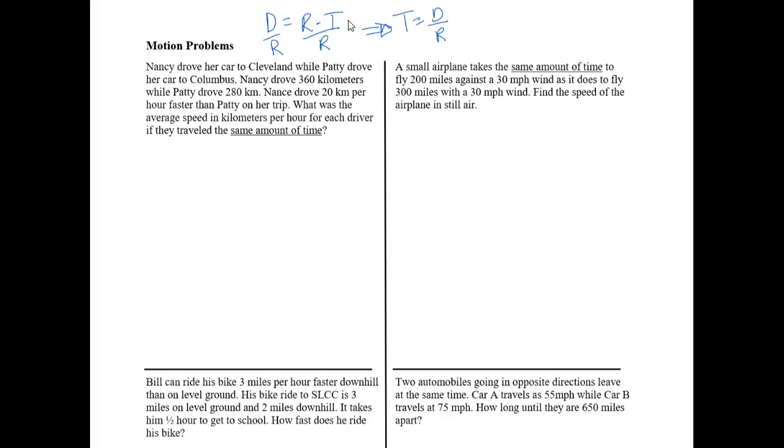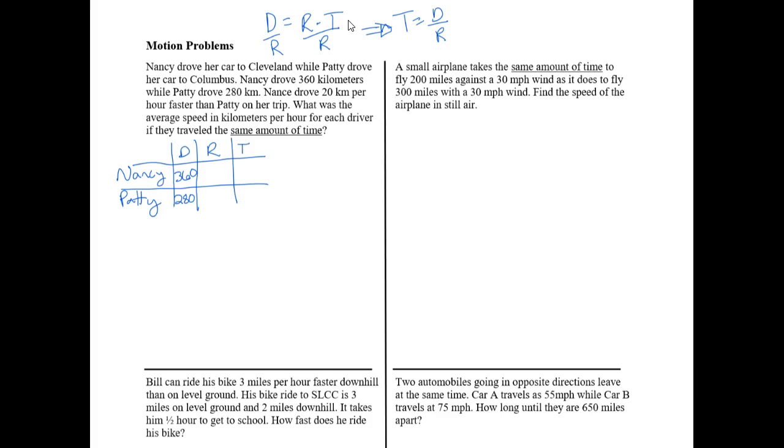Now, just like our motion problems when we solved them in previous sections, we're going to set up a little chart. So I've got Nancy, and I've got Patty, and we're going to need to know about each one of their distance, rate, and time. Alright, and we begin to fill in our chart. So, Nancy drove 360 kilometers. That is her distance. And Patty drove 280 kilometers. So we know Patty's distance. Now what we don't know is really their rate or their time.